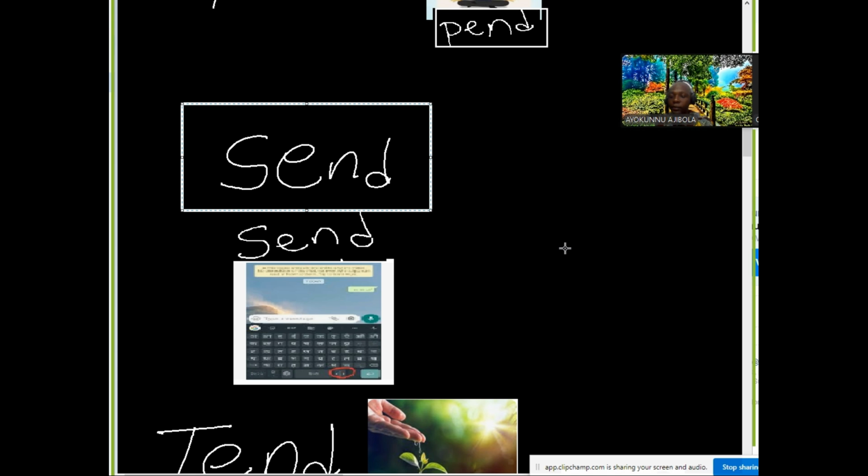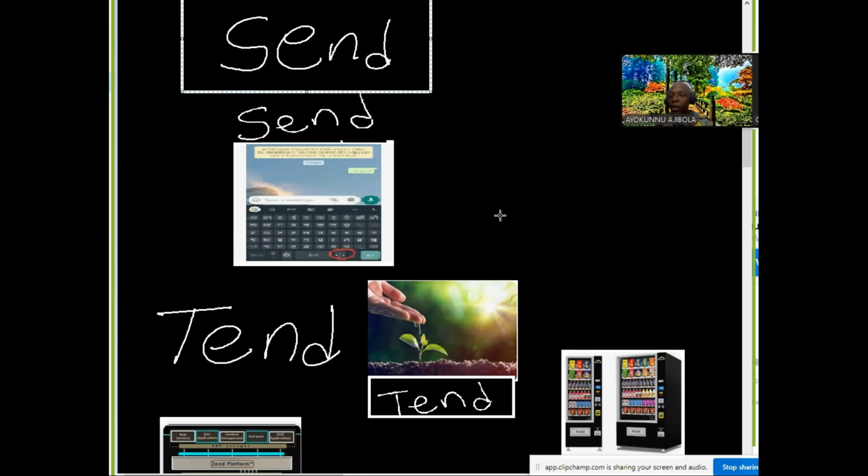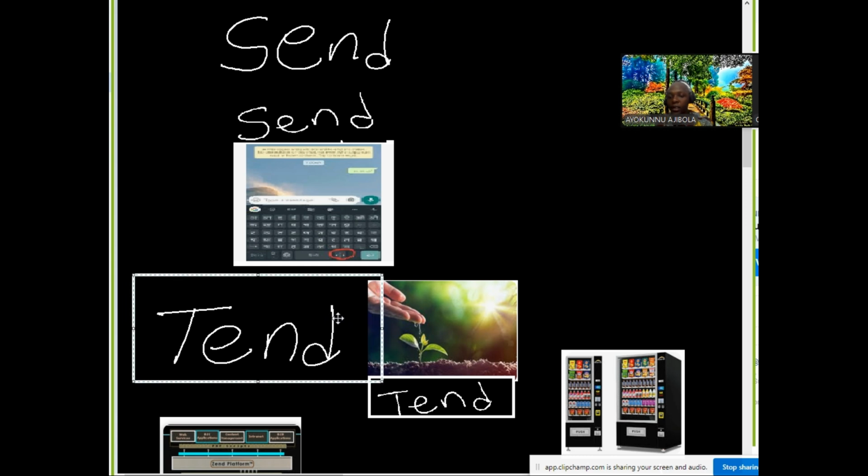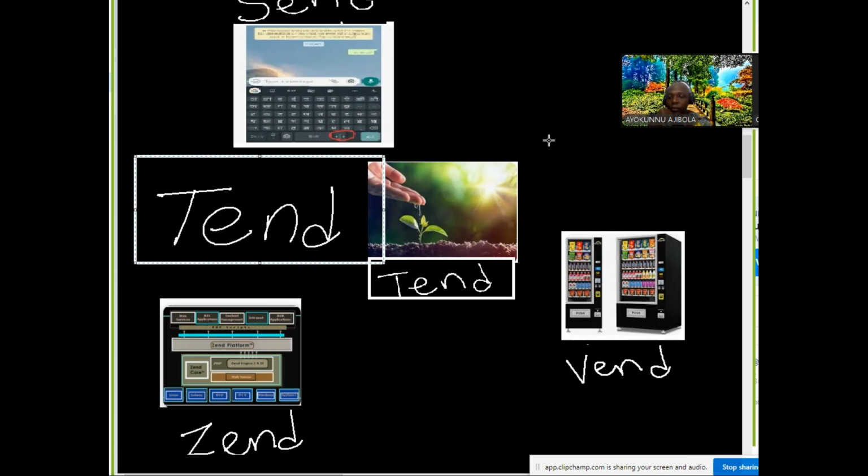Send. Okay, spell tend. T-E-N-D. Tend. T, E, N, D. Tend. Bend.